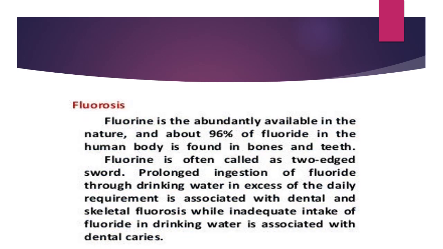Then comes fluorosis. Fluorine is a natural element, and about 96% of fluoride in the human body is found in bone and teeth, where it is deposited. Fluorine is often called a two-edged sword. It is good for us, but if you take too much it can affect us, and if you take too little, that can also affect our body. That is why it is called a two-edged sword.